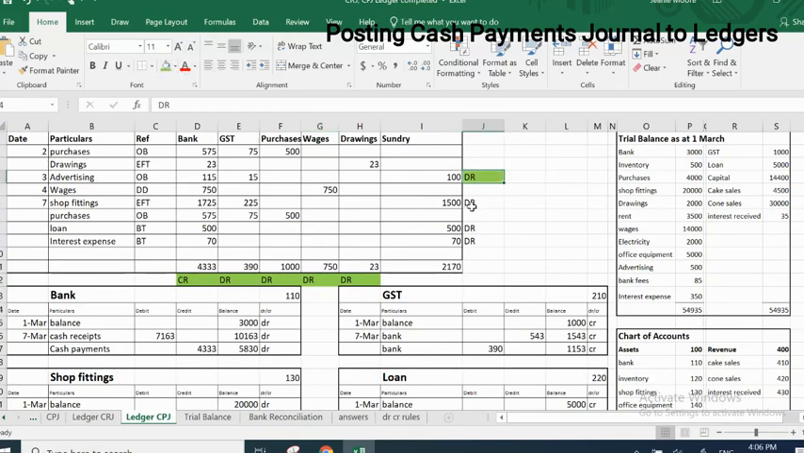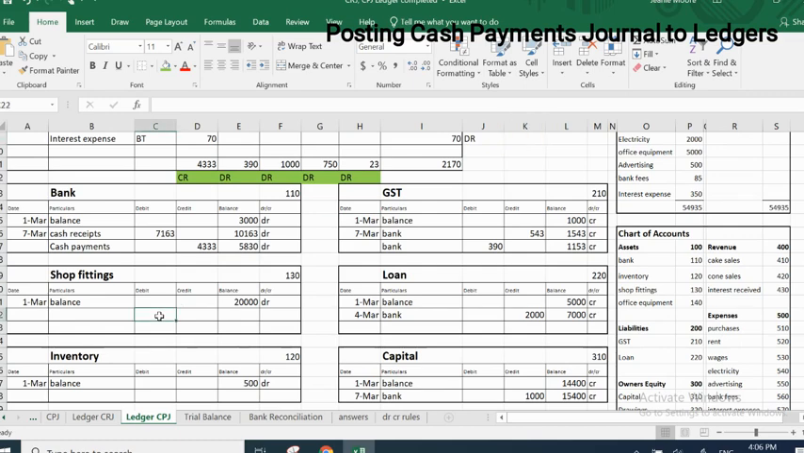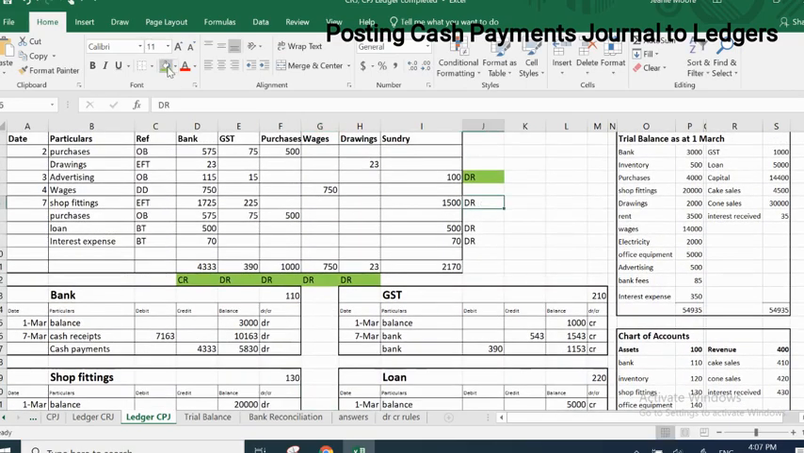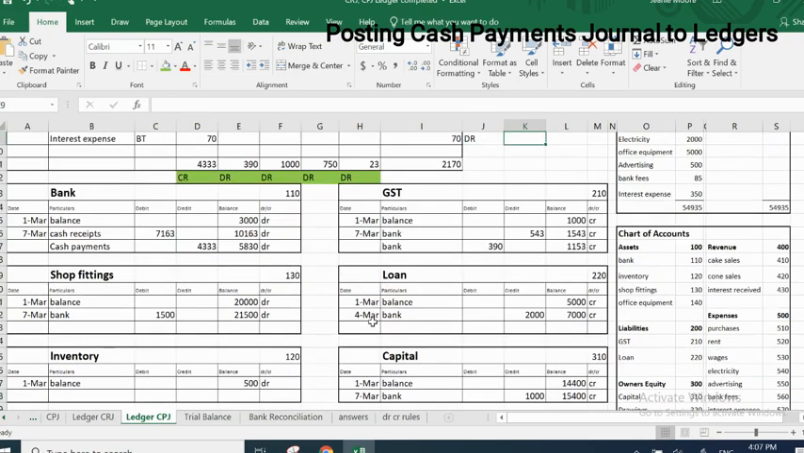Okay, we've got $1,500 on the 7th of March for shop fittings. So $1,500 in that. 7th of March, the date the transaction happens in. It just is purely coincidental that it's also the last day. And it's going to be $21,500 debit altogether there. So that one done. The next one is the loan, $500 debit. And that also happened on the last day. Bank, and it's 500 debit.